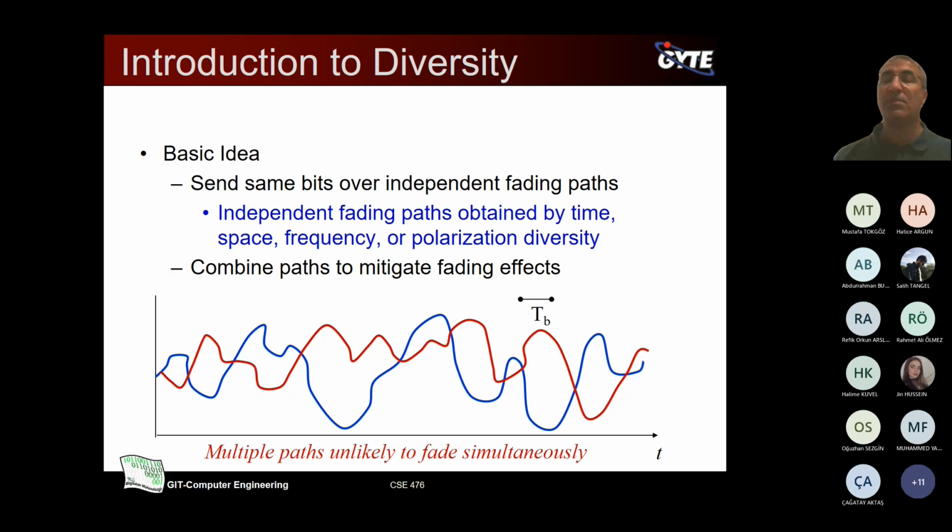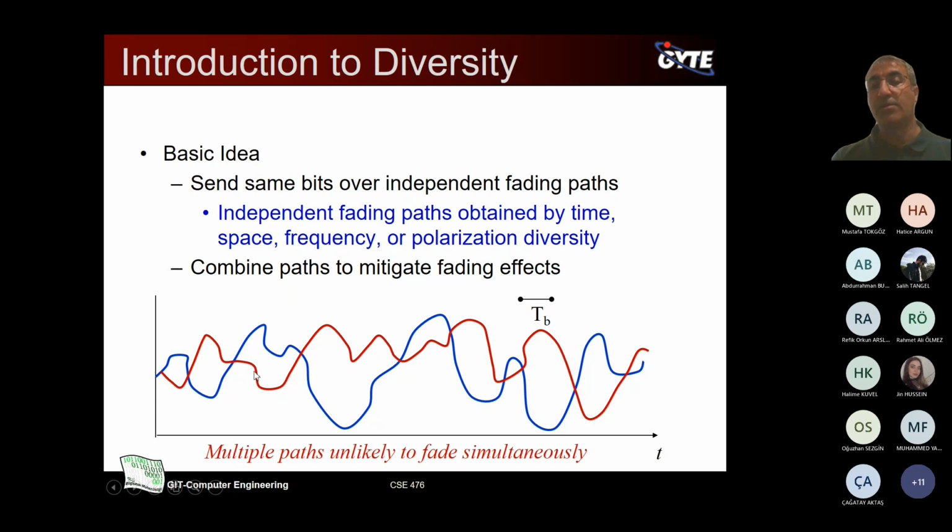For these independent fading paths, this can be obtained by time, frequency, space, or polarization diversity. And at the receiver side, we combine the same signal that we received over different paths, and we combine these different path signals to mitigate the fading effects. So as you see, in this case, we have two paths. One of them is blue, the other is red.